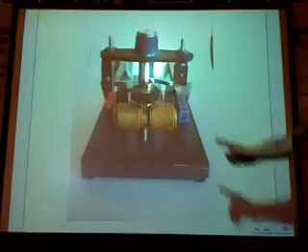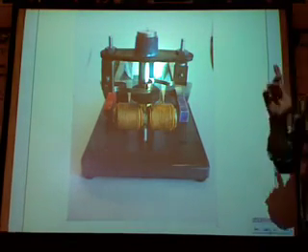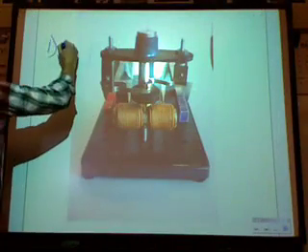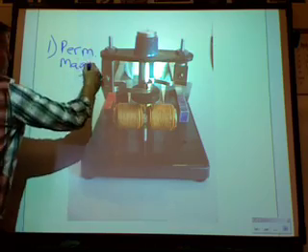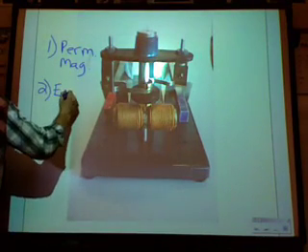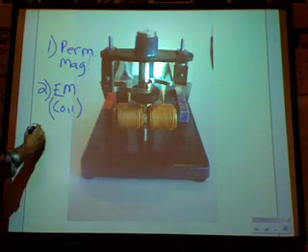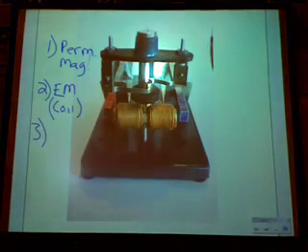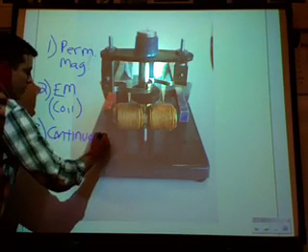Okay, next we're going to talk about motors. You're going to learn how this motor works. And every motor you will see has the following parts. Every motor must have a permanent magnet. It must have an electromagnet. You guys call it a coil. And the goal is it has to create continuous motion.